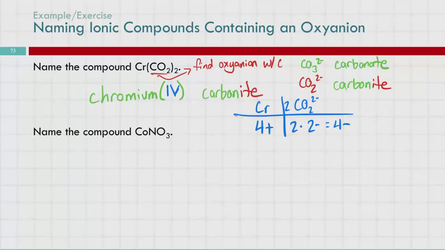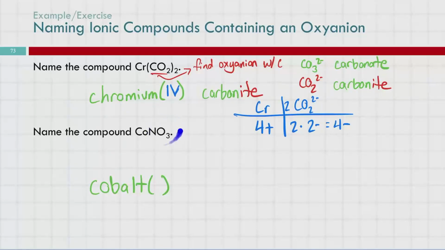I'll work us through the CoNO3 as well. So we've got CoNO3, Co, big C, little o, is cobalt. We don't know what the charge is going to be because it's one of our transition metal elements. So it's got a couple of different options.